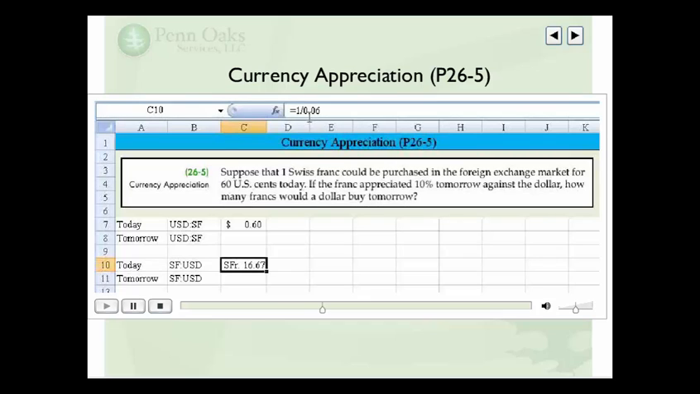That would come out to be 16.67. Oh, I have an error there. Times 0.6. That's better. So $1 would be equal to 1.67 Swiss francs.